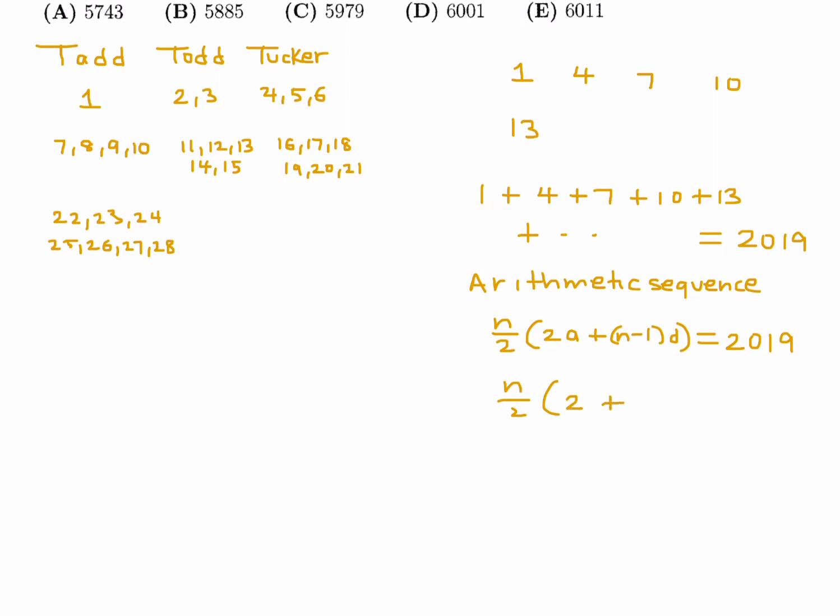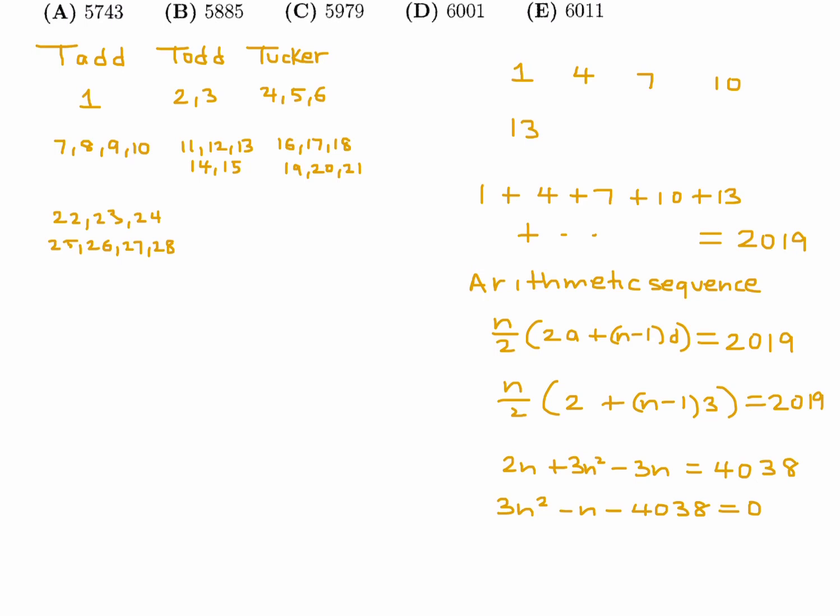So that's going to be 2. And then (n minus 1) times d. d is the common difference, and that common difference is clearly 3. So this is what I get. When I expand this out and multiply through by 2, I'll get 2n plus 3n squared minus 3n, and that is going to be 4038. Then if you put everything on one side, you get 3n squared minus n minus 4038 equals 0.